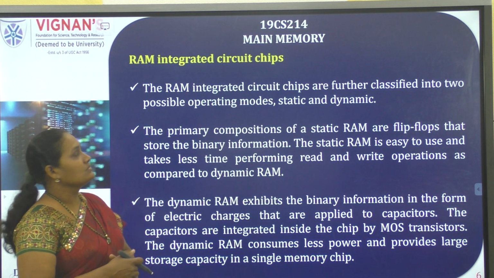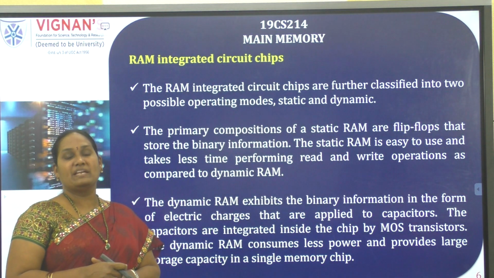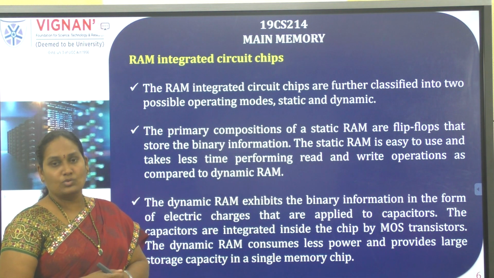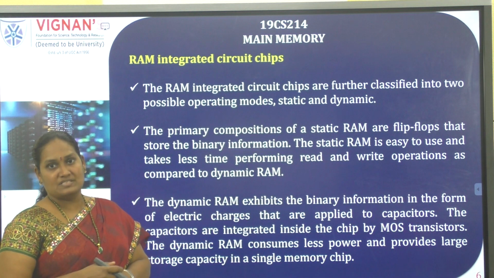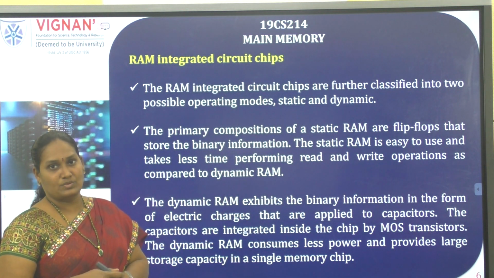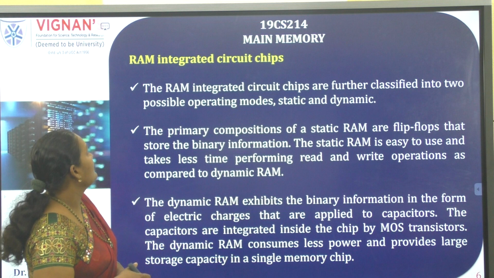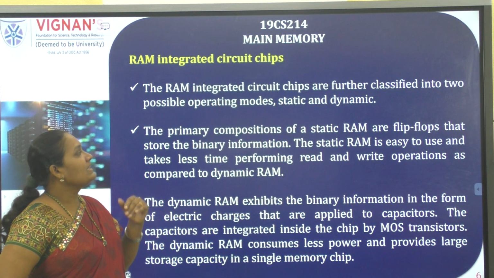Now, we already said that the main memory is constituted with two types of integrated circuits. One is the RAM integrated circuits and the second is the ROM integrated circuits. First we are going to discuss RAM integrated circuits. Now, what are RAM integrated circuits?